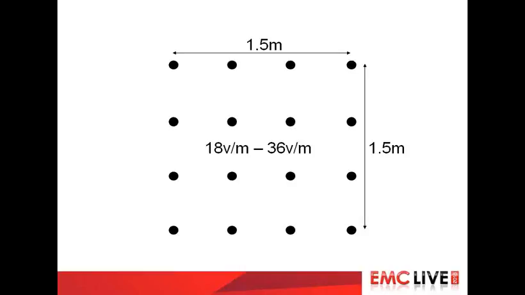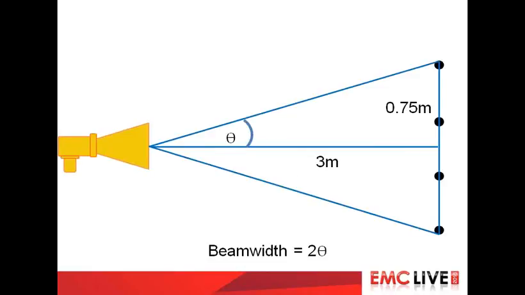Probably use 8 dBs at the moment because it's easier to read, but we'll make it between 18 volts per meter and 36 volts per meter. But again, you'll see the beauty of dBs a little bit later. So let's see what we're asking our antenna to do. We're asking it to illuminate this zone of interest.